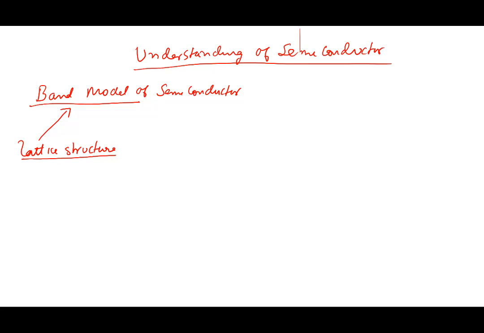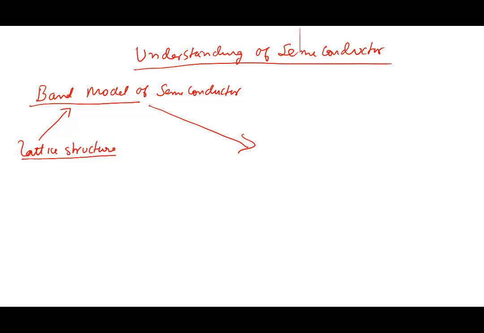Depending on the crystalline structure, of course, the band nature of these particular solids would change. Anyway, from the band model of semiconductor, what are you getting? All right. So what do you mean by saying there are bands in the semiconductor?